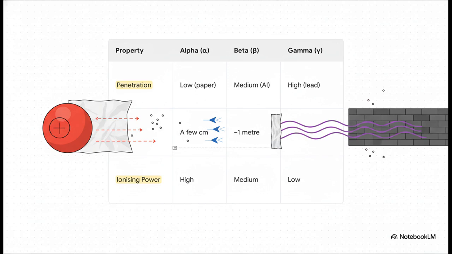Now, beta particles are much smaller, much faster. They can zip through about a meter of air, and you'll need a thin sheet of aluminum to stop them. Their ionizing power is kind of in the middle. And finally, gamma rays, pure energy. They are incredibly penetrating. You need thick lead or concrete to even slow them down. But because they don't interact much, they're the least ionizing of the 3.